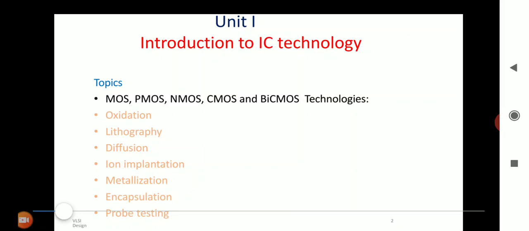Here oxidation, lithography, diffusion, ion implantation, metallization, encapsulation, probe testing. These are all the fabrication process steps. Okay, these are all fabrication, broadly the main steps. We will go through all these step by step in the further classes.